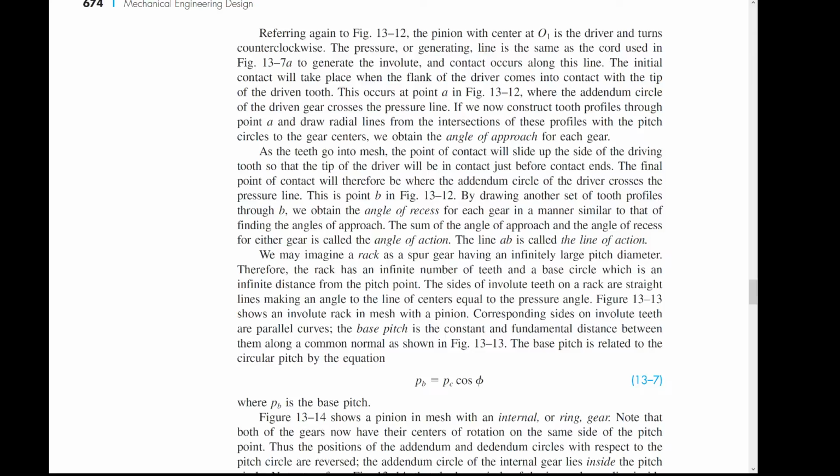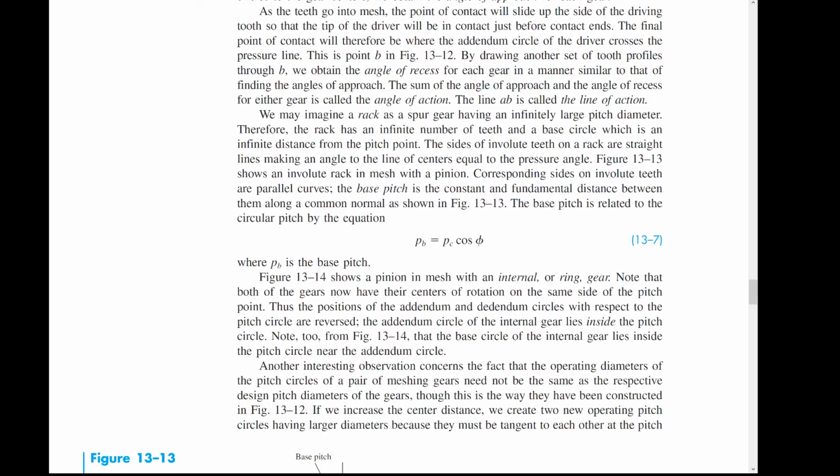Figure 13.13 shows an involute rack in mesh with a pinion. Corresponding sides of involute teeth are parallel curves. The base pitch is the constant and fundamental distance between them along the common normal, as shown in 13.13. The base pitch is related to the circular pitch by this equation: PB, base pitch, equals PC, circular pitch, times cosine of phi. So PB equals PC cosine phi, where PB is the base pitch.